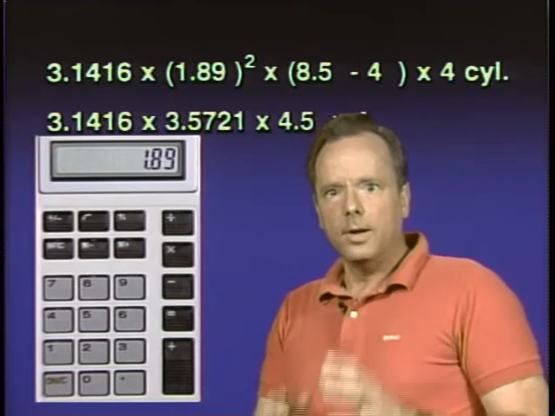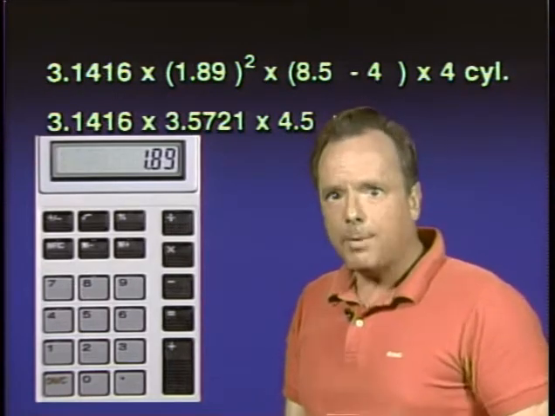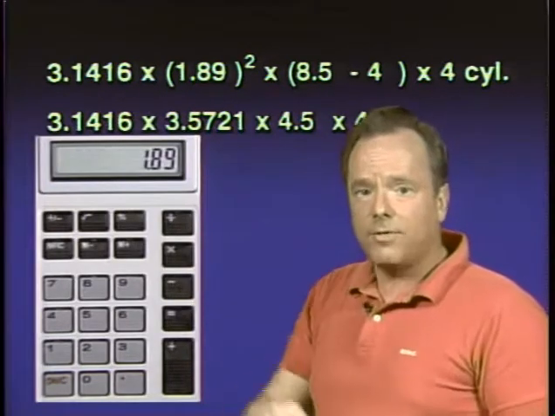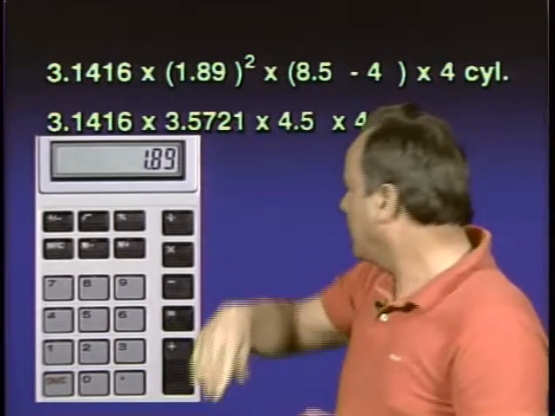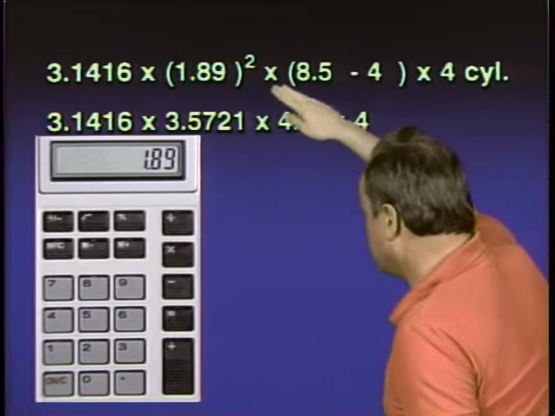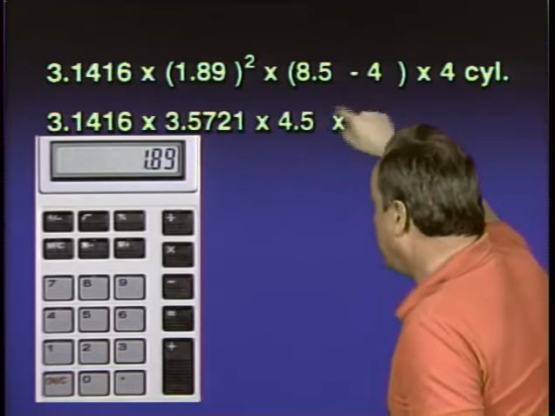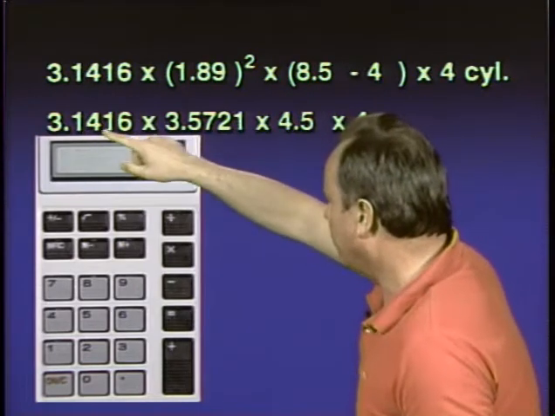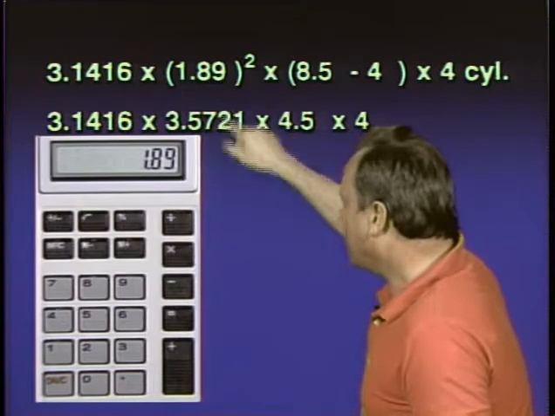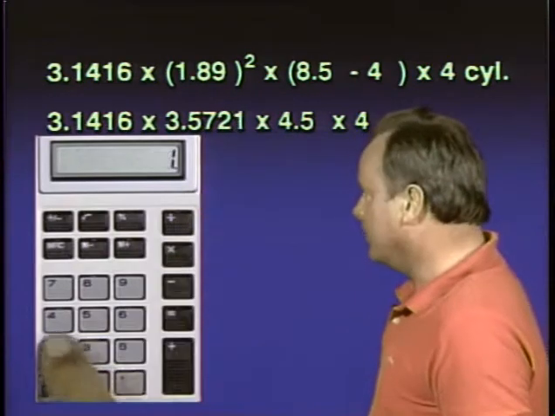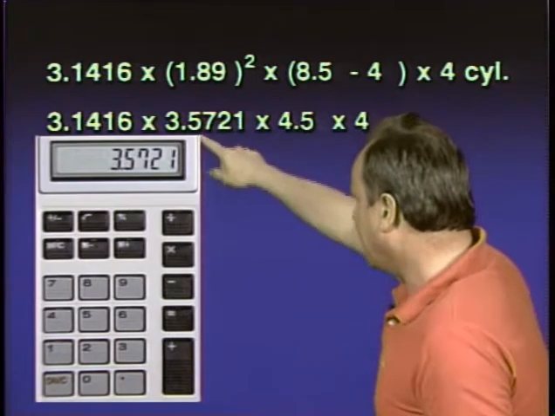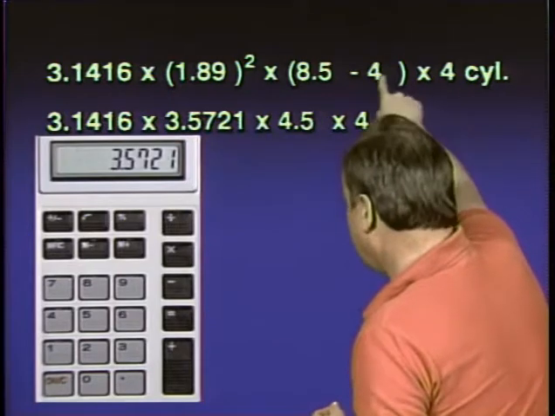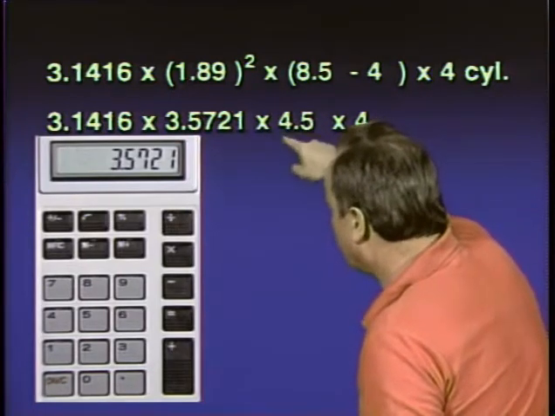Now, if you remember, they said with the piston on bottom center, the top of the piston was 4 inches from the top of the cylinder. And the whole cylinder is 8.5 inches deep, so what that tells you is the stroke is 8.5 inches minus 4 inches. And there are 4 cylinders in this engine. So now let's continue with this. You have pi, which is 3.1416, times 1.89 squared. So let's just multiply 1.89 times 1.89, and you're going to find out it comes out to 3.5721. And now you take the 8.5 minus 4, and you find out the stroke is 4.5 inches.